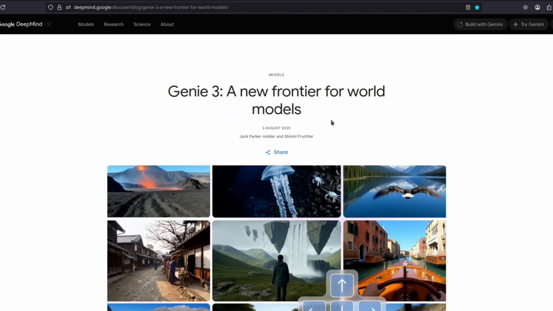The best world model we have today. Of course, it had to come from Google.